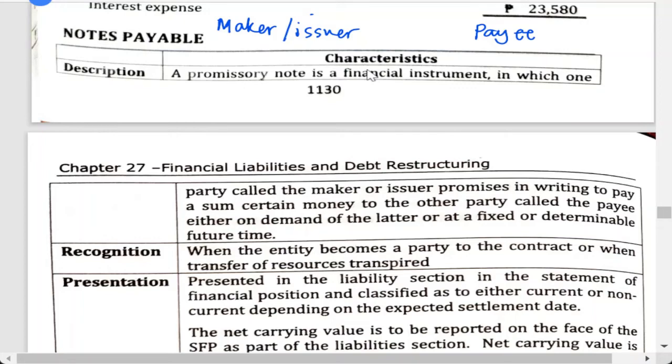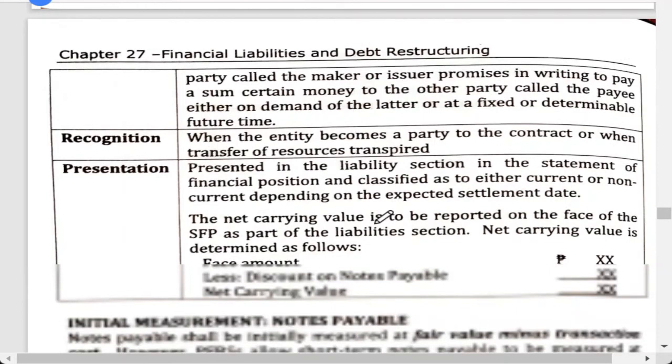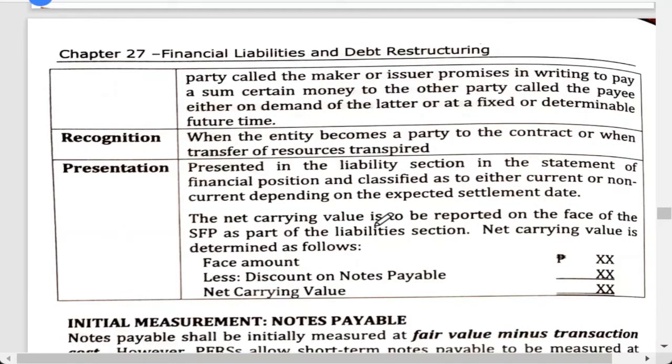So when do we recognize a notes payable? We recognize a notes payable when the entity becomes a party to the contract or when the transfer of resources transpired. We present the notes payable in the liability section of the statement of financial position and classified as either current or non-current depending on the expected settlement date. So it's the same with the bonds payable. Amounts that mature within the next 12 months would be classified as current.